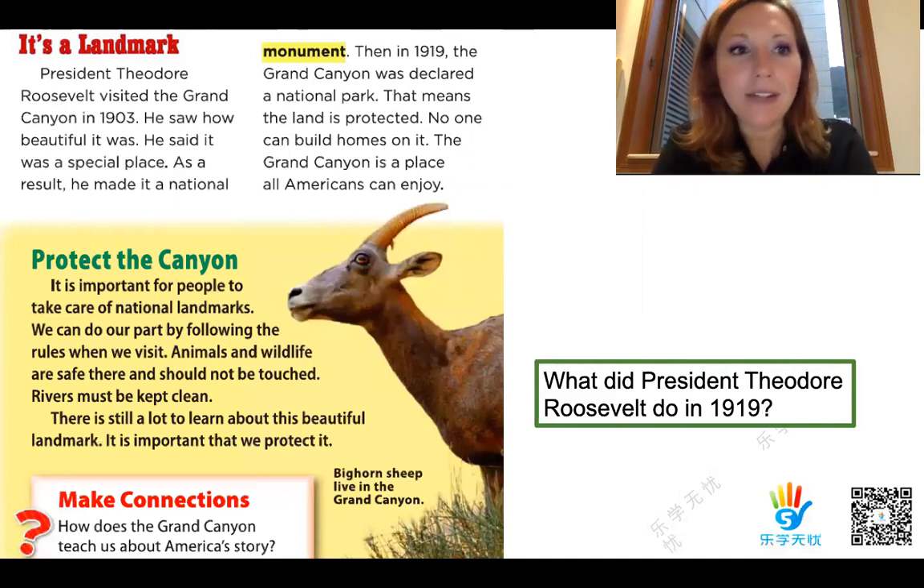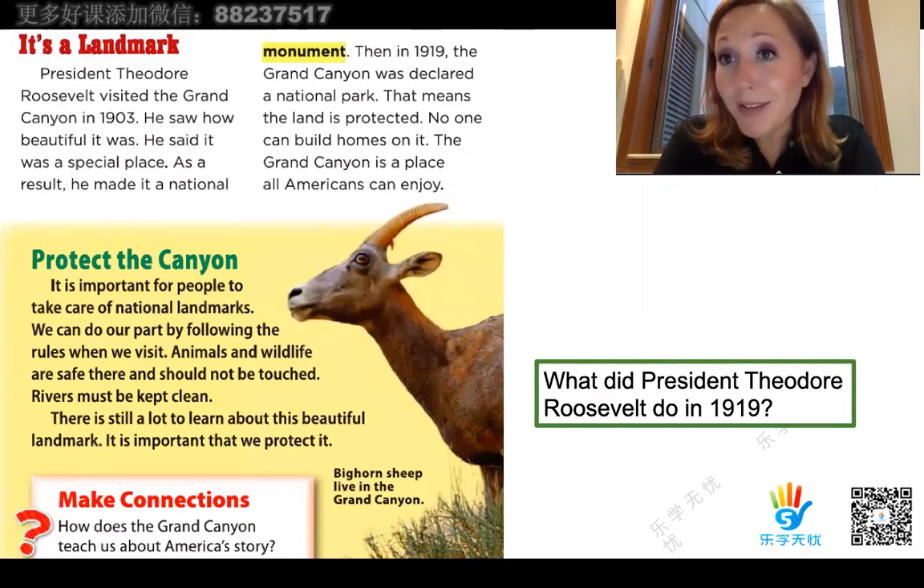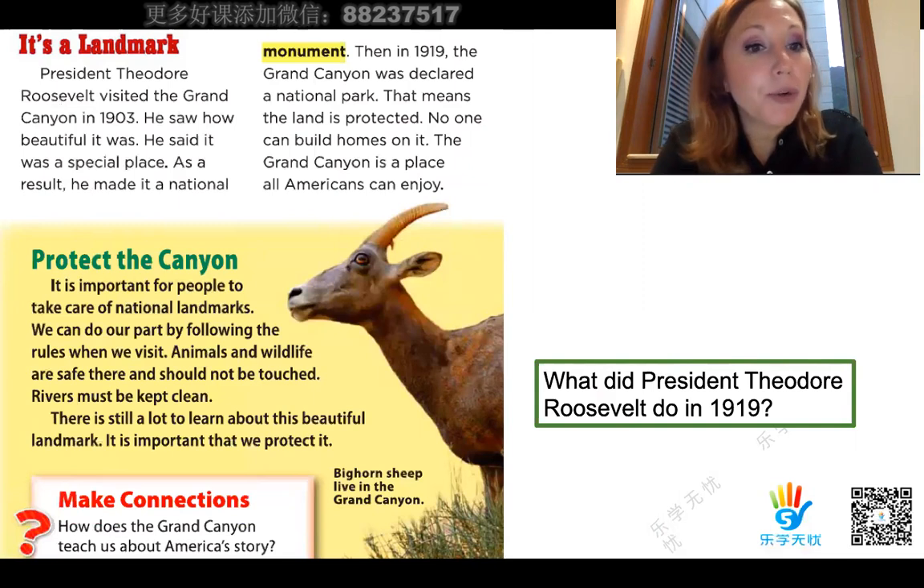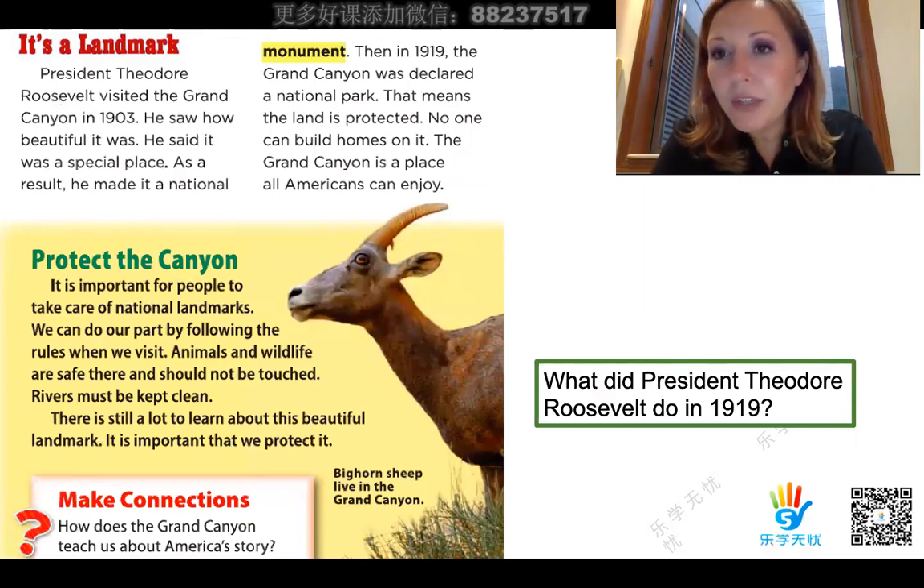Protect the canyon. It is important for people to take care of national landmarks. We can do our part by following the rules when we visit. Animals and wildlife are safe there and should not be touched. Rivers must be kept clean. There is still a lot to learn about this beautiful landmark. It is important that we protect it.